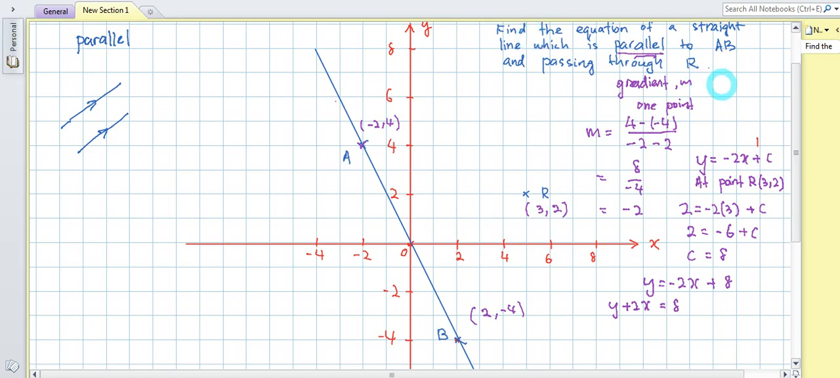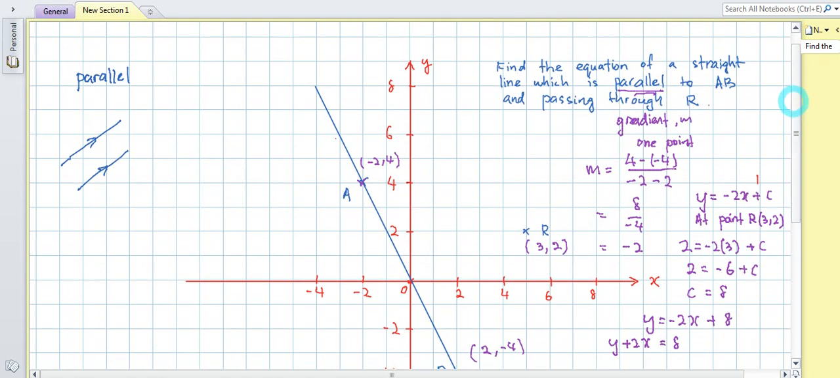Okay, so this chapter is actually not that hard. Very important thing, you need to know how to find the gradient and also how to find the equation of the straight line. Okay, so next I think I will discuss with you some questions that might come up in SPM.